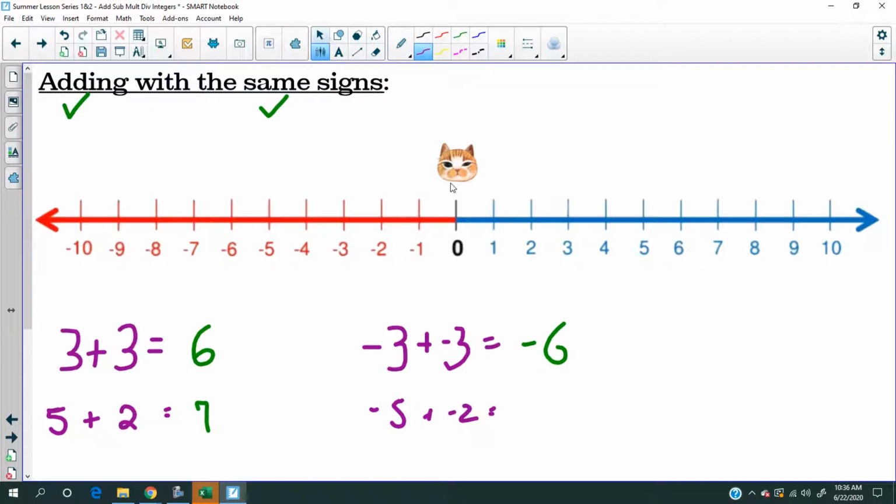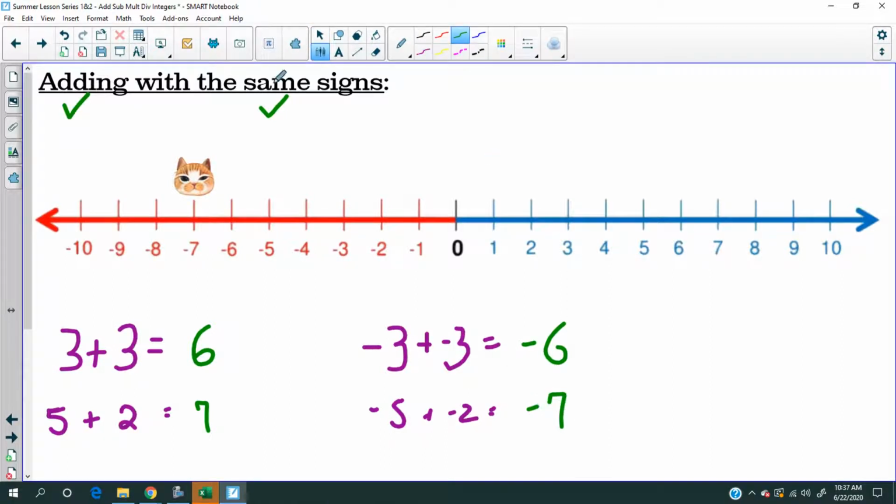So there are two ways you can think about it. You can think about it in terms of the number line. You start at negative 5, and you go 2 more to the left, right? Because you're adding negative 2. You're not adding 2. You don't go to the right. You go to the left. 1, 2. So you ended up negative 7.